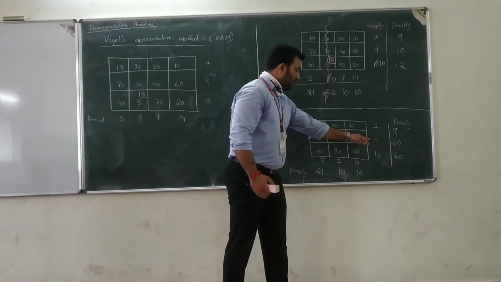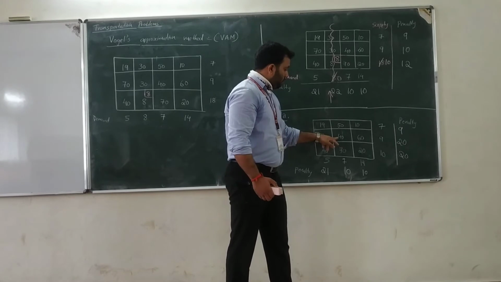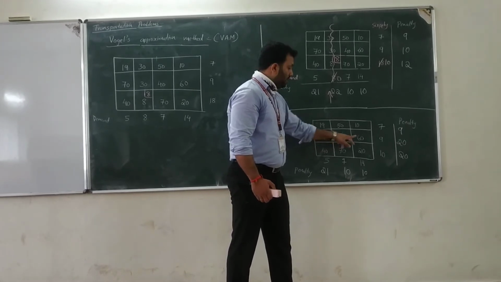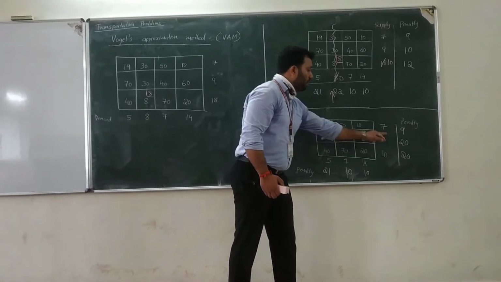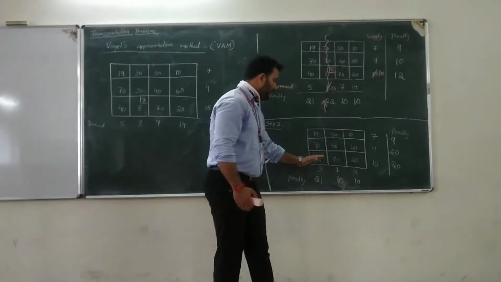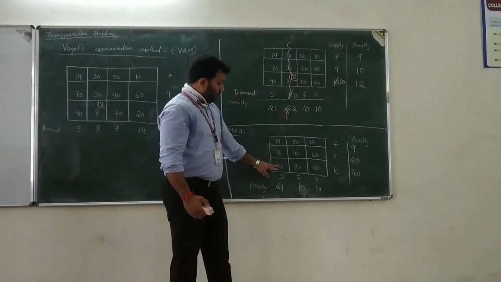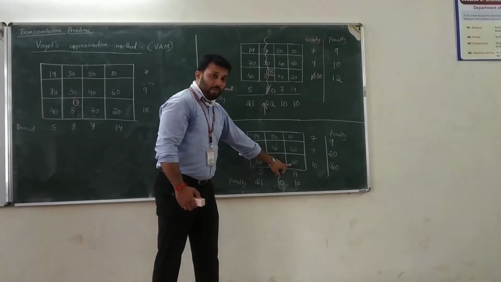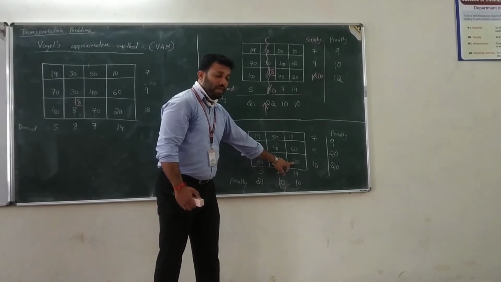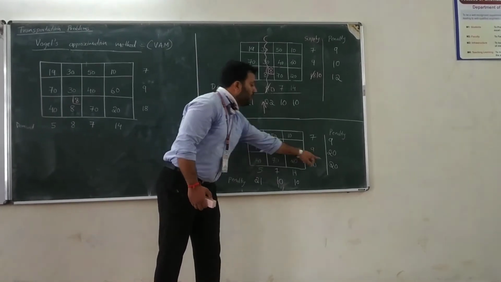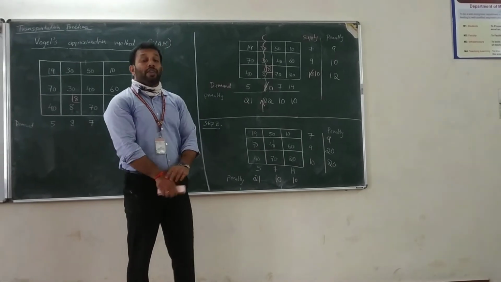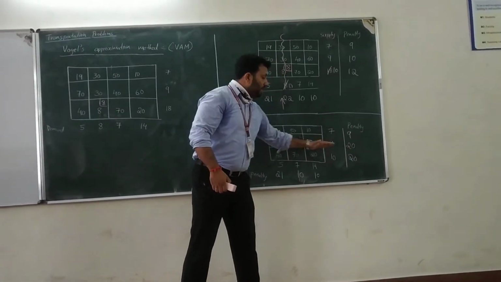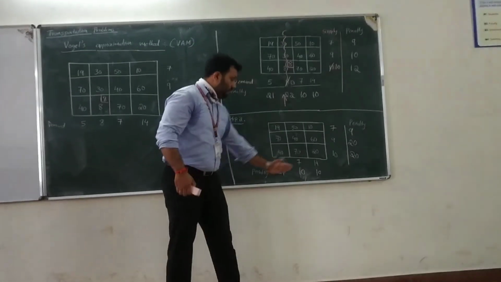And similarly the second row, the minimum cost is 40 and the very next cost is 60. So that is why 60 minus 40 is 20. That is my penalty. Similarly the third row, I have 40 and 20 as the minimum cost. Very next cost nearer to that is 40. So 40 minus 20 is 20. So that is how I have calculated all the penalties in each row and each column.